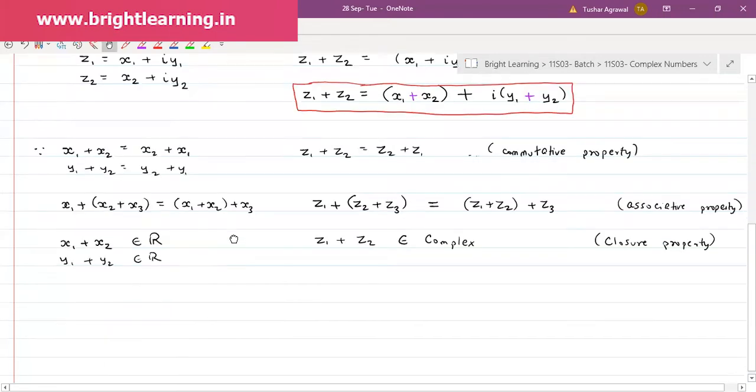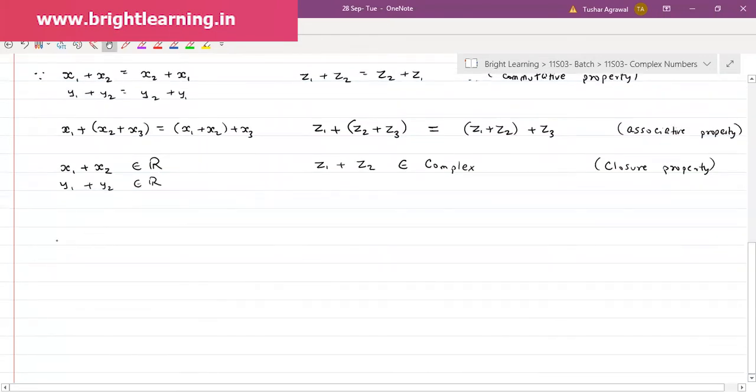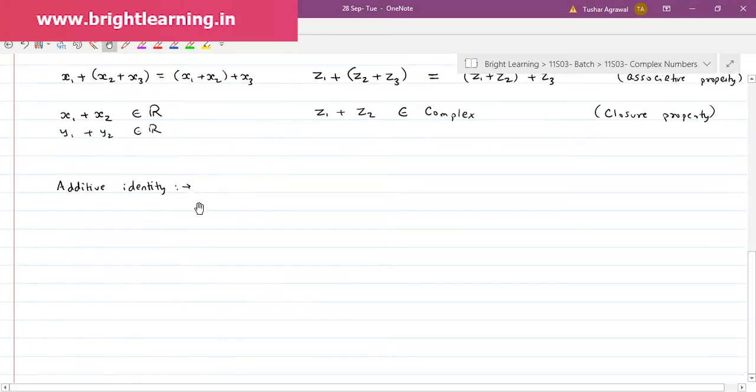Additive identity. Sir, additive identity is Z equals to minus Z? No. Always remember, what you're talking about is additive inverse. Okay, identity and additive inverse.